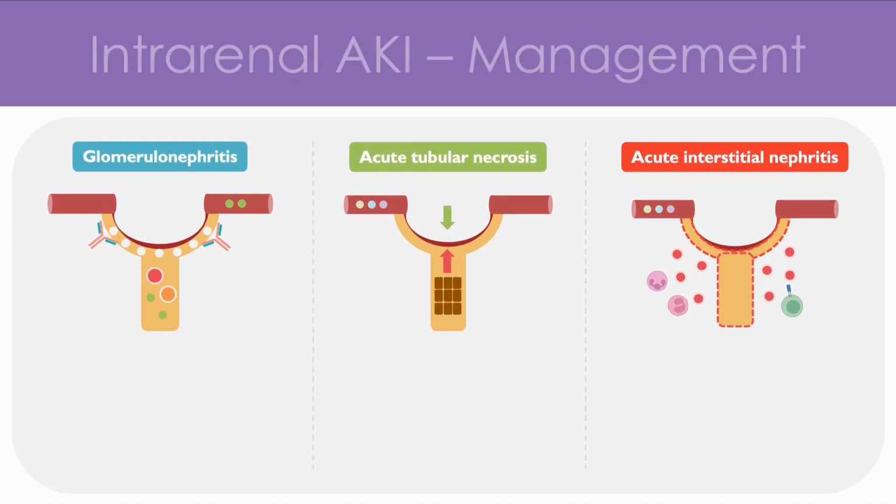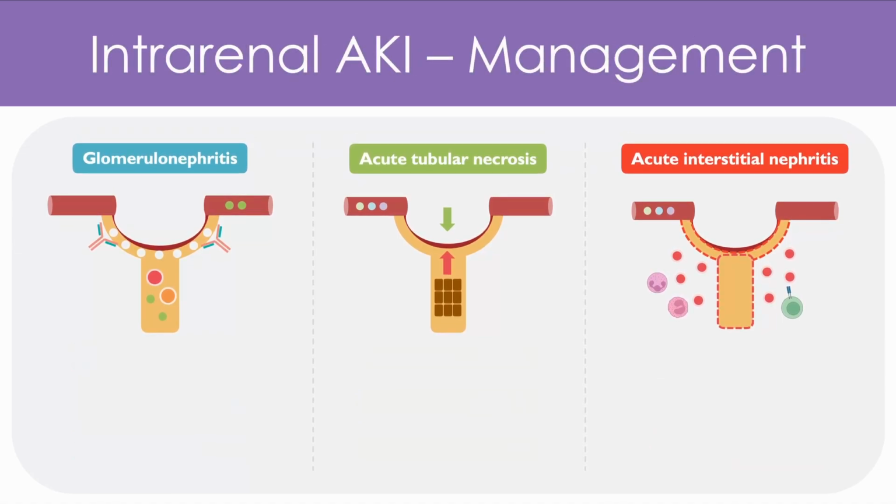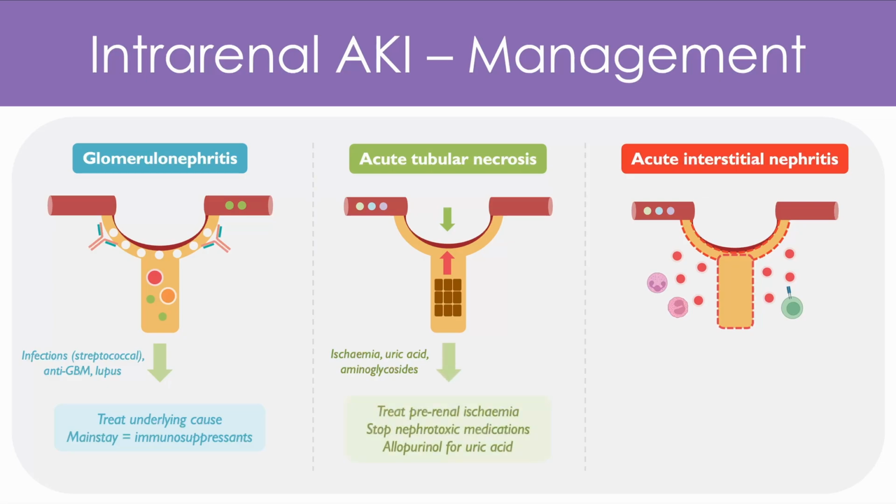In terms of the management of intrarenal AKI, this largely depends on the type of pathology which is present. For instance, in cases of acute glomerulonephritis, patients may benefit from treating the underlying infection or by giving immunosuppressants. In acute tubular necrosis, it's important to treat any underlying ischemia, stop any nephrotoxic medications, and offer allopurinol prophylaxis for uric acid, especially in patients on regular chemotherapy. Finally, for acute interstitial nephritis, we can again stop the nephrotoxic medications and give antibiotics if necessary.